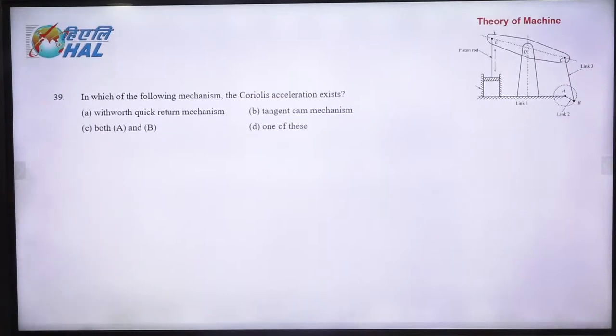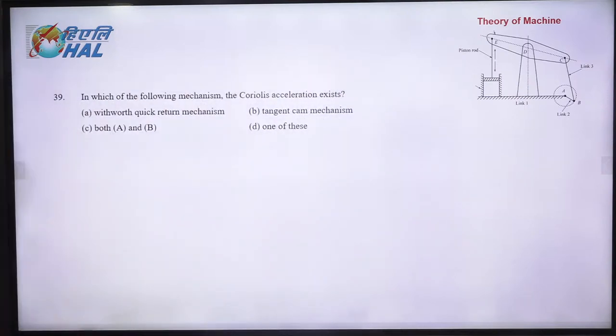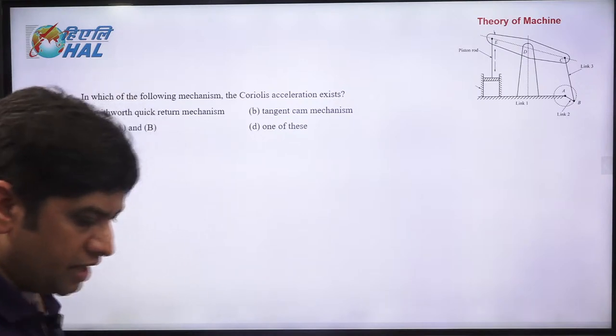In which of the following mechanisms does Coriolis acceleration exist? Tell me in which the Coriolis acceleration exists. Do you know what Coriolis acceleration is? Are you aware? What is the answer for this? First, note down the answer: both A and B.